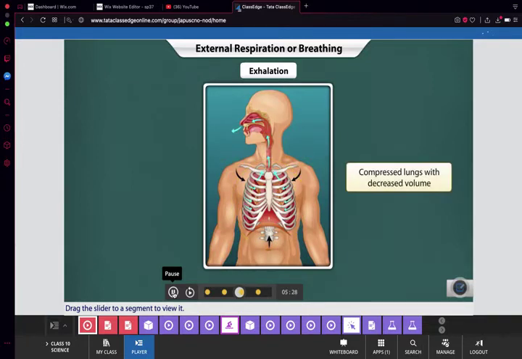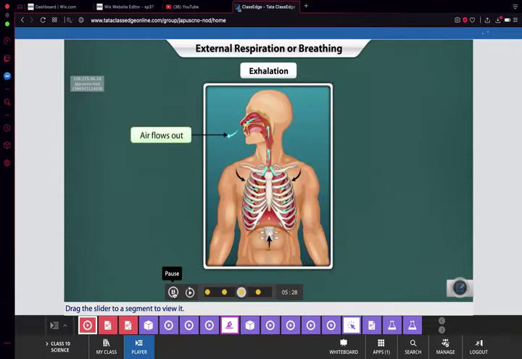As a result, the lungs are compressed and the volume within the lungs is decreased. This decrease in the volume increases the pressure of air within the lungs and the air is forced out into the atmosphere. Now here you have seen the mechanism of respiration in humans.